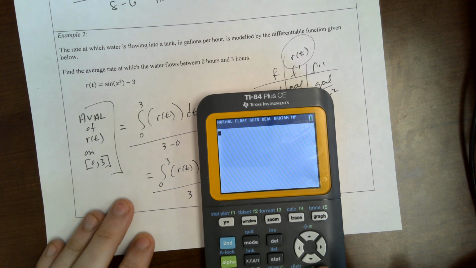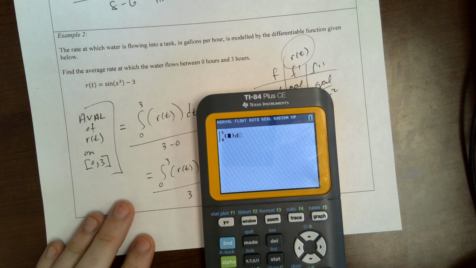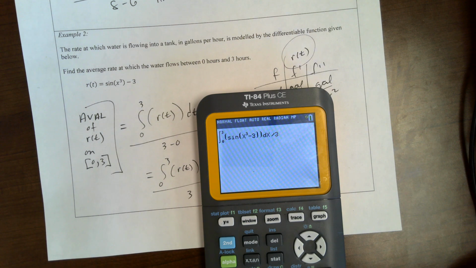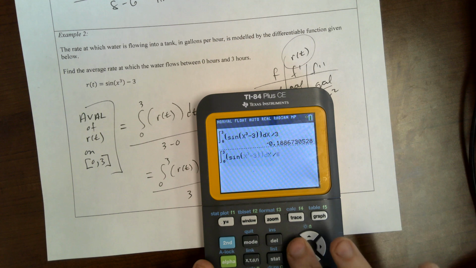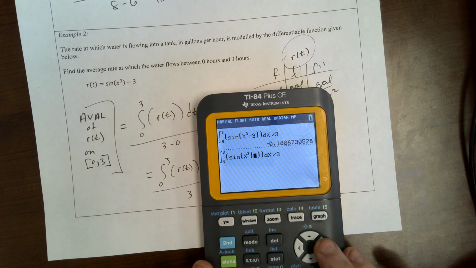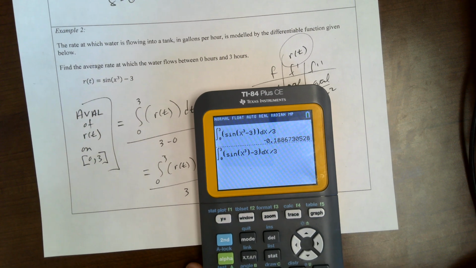Okay, so we get this. Math 9. 0 to 3. R of T is sine x to the third minus 3. And then you have to divide that whole thing by 3. Okay, and then we end up with that. Oh, I messed up. Sorry. It should be, the parentheses should close there. And then minus 3 on the outside. Okay, whoops.